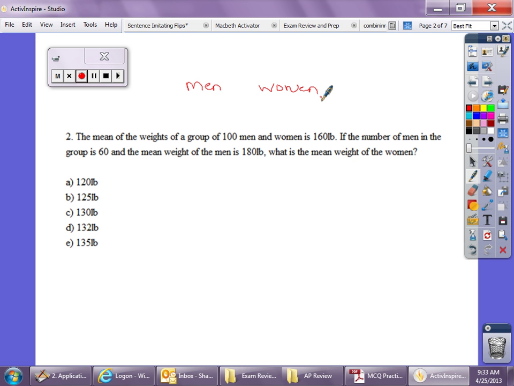In order to figure out a weighted average, you need to know what percent each is. So we have 60 men. 60 out of 100 is 60%. They don't tell us what percent our women are, but because we only have two traits, women must make up the rest of our sample. Therefore, it must be the 40 out of 100, which is 40%. We also know that the mean weight of the men is 180 pounds.